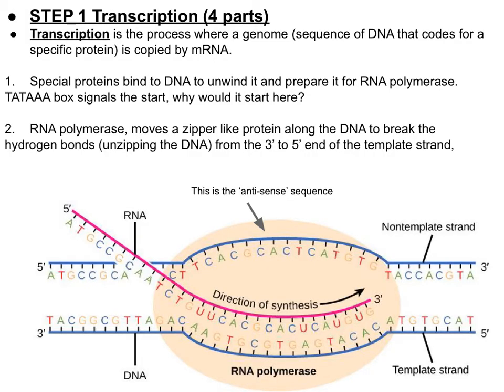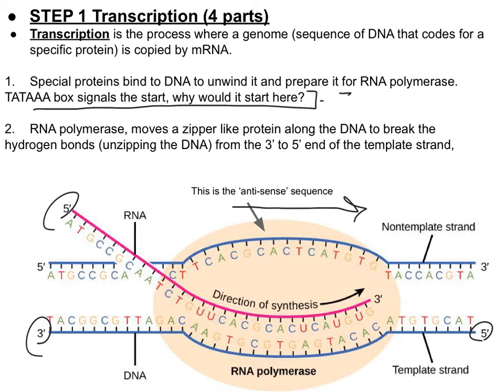This is just showing you, again, you're moving from 3' to 5', and because it's anti-parallel, what you're creating in the RNA is a 5' to 3' side, moving again from left to right. This just is talking about starting at the TATA box and the fact that you have, sorry, not 3, but 2 hydrogen bonds per nucleotide. So it's going to start there.